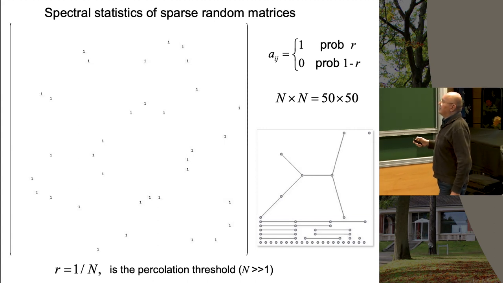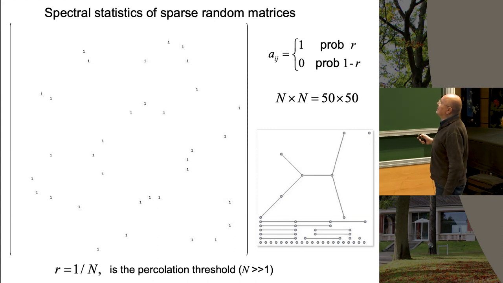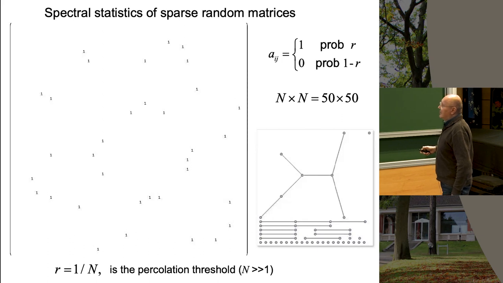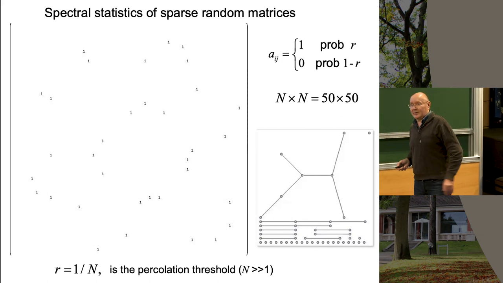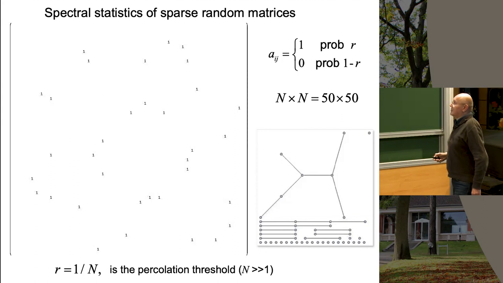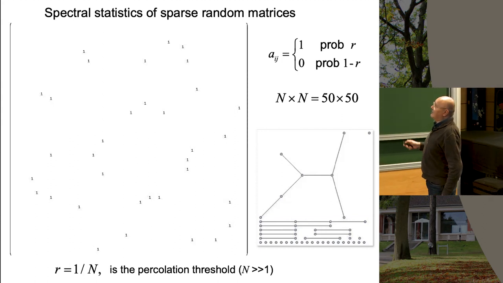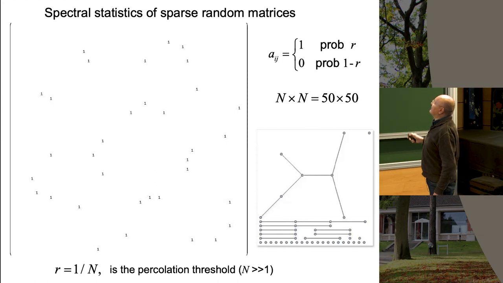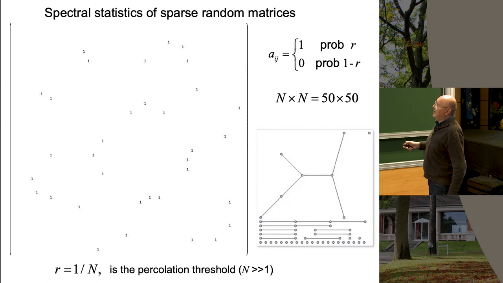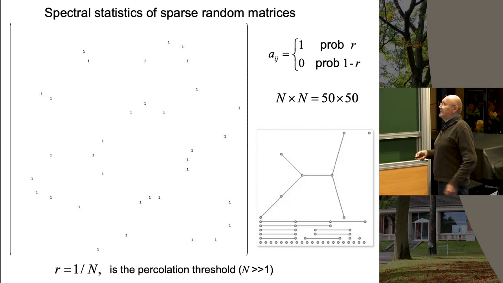It means that I have a quadratic matrix, a square matrix, and the entries are 1 or 0, with probability r and with probability 1 minus r. And r is very, very small, so I stay near the percolation regime, at the percolation border. For instance, for this specific matrix, which is of size 50 by 50, I have graphs like that. I can consider this as a sort of adjacency matrix of some graph.